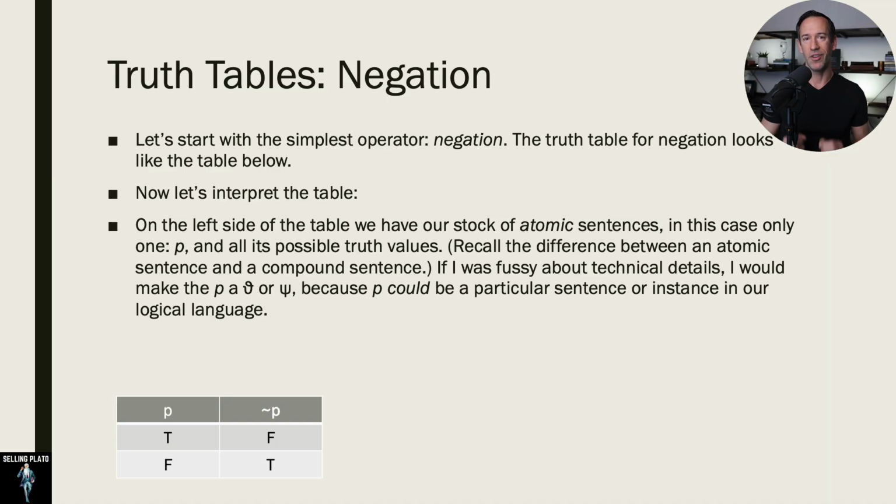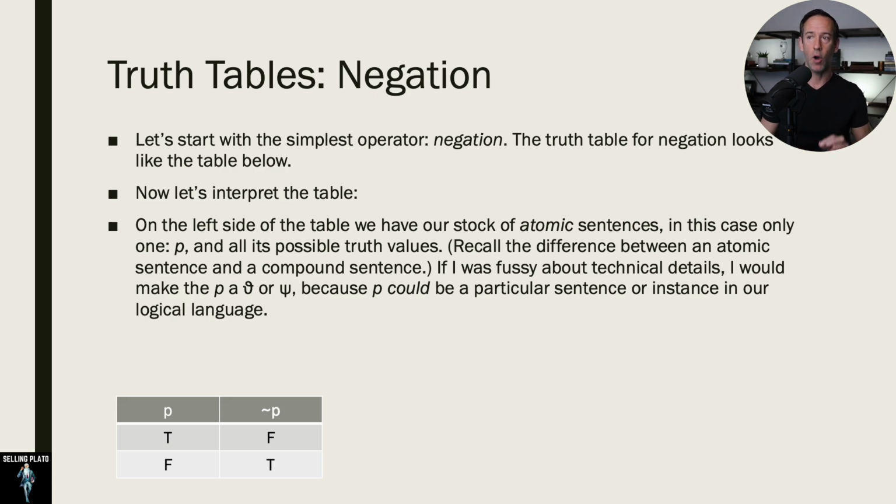Let's interpret it. On the left side of that table, and this is going to be the case for truth tables in general, I'm setting it up, and we're going to be using negation as just an example. It's going to get more complicated, but we're going to be starting very simply. On the left side of truth tables, we have our stock of atomic sentences. Remember from the last lesson, an atomic sentence is just a sentence that can't be divided into further parts, whether that part is an operator or another sentence. So an atomic or simple sentence. In this case, we only have one atomic sentence, and that's going to be P.